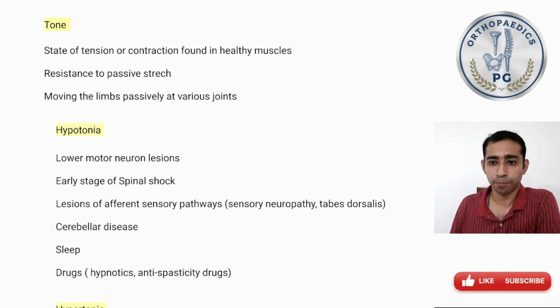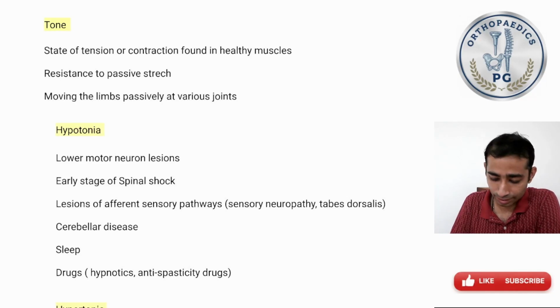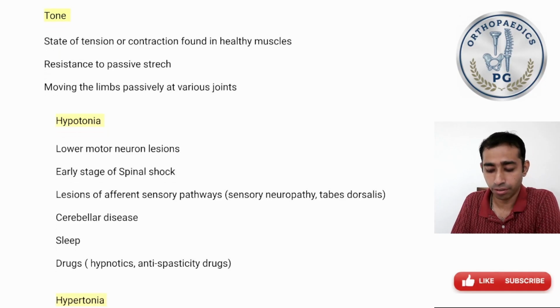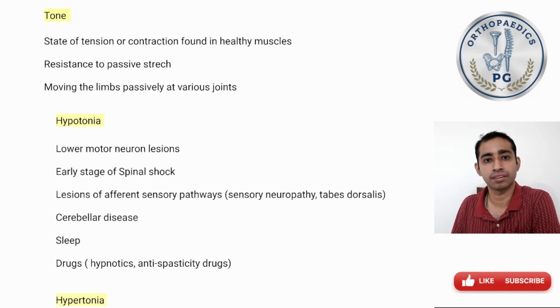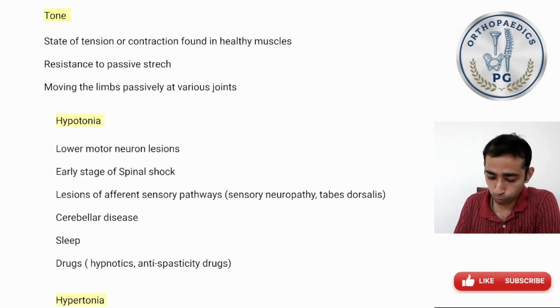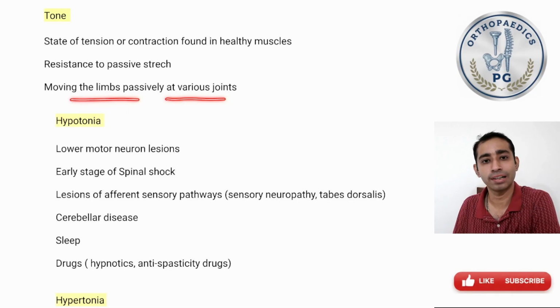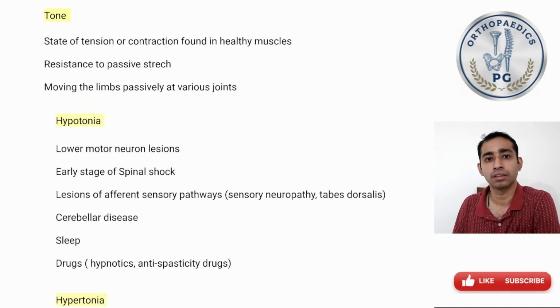Next, we have to examine the tone of the muscle. Tone is the state of tension or contraction found in healthy muscles. It is also defined as the resistance to passive stretch. So we have to move the limbs passively at various joints and see the resistance. Tone can be normal tone, increased tone, which is called hypertonia, or decreased tone, which is called hypotonia.